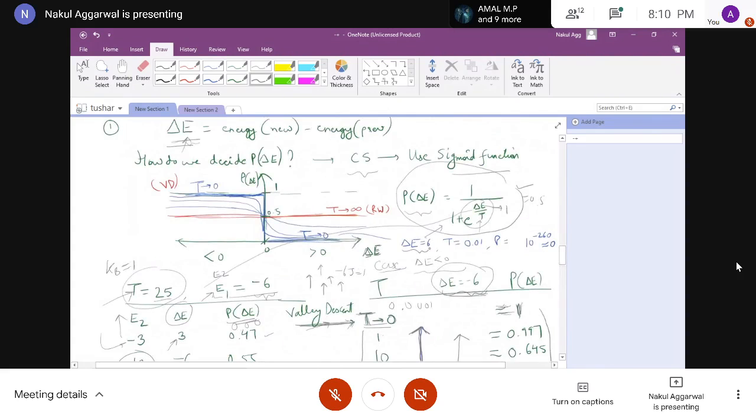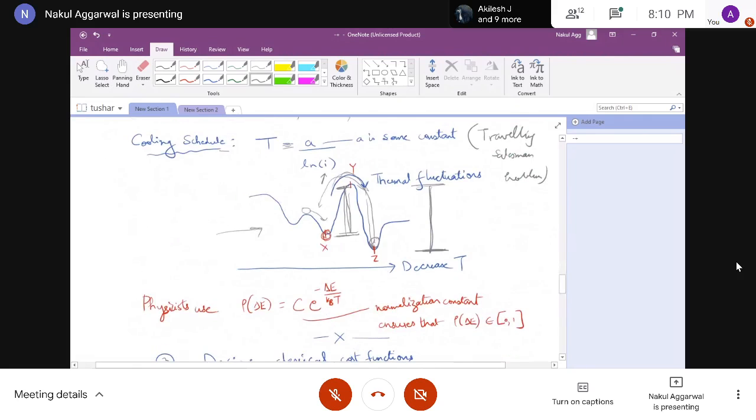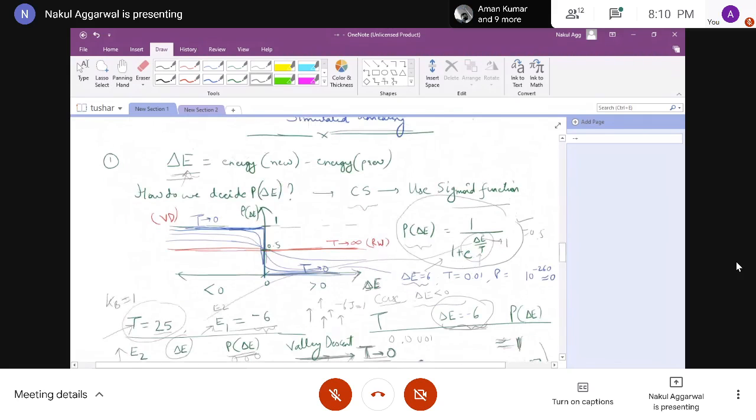If delta E is positive, remember when I say I have to climb up, climbing up means delta E is positive. Let's say delta E equal to 6. We only took the values where delta E was negative. But now consider the case where delta E is positive and you are at the close of your algorithm where the temperature is almost close to zero. If you take temperature equal to 0.01 and do this on a calculator, you will get a probability of 10 raised to power minus 260, which is effectively zero. That means you will not accept the state because this value is very, very close to zero. There is no chance to access this microstate.